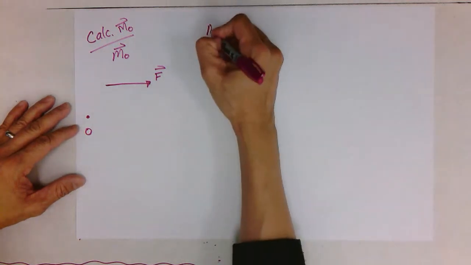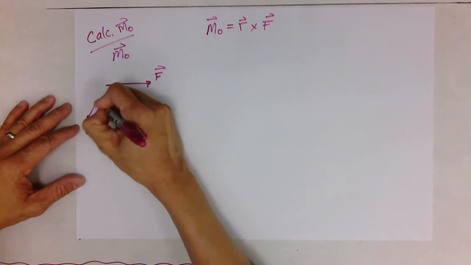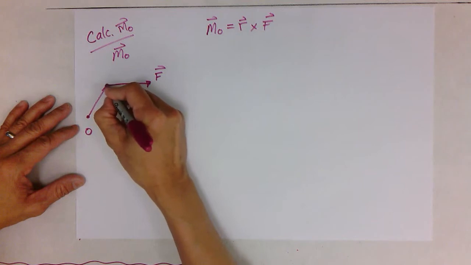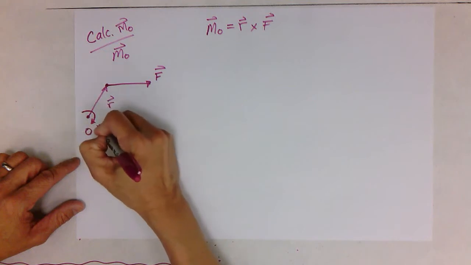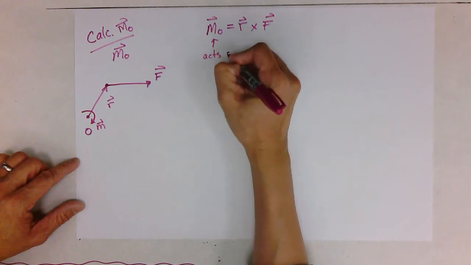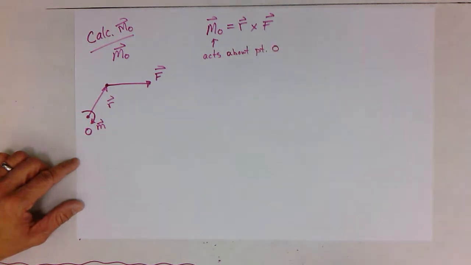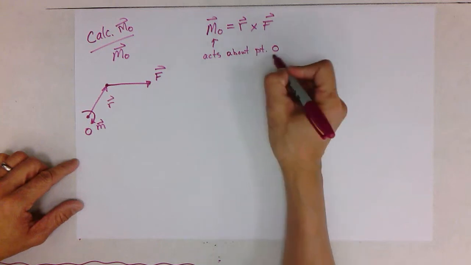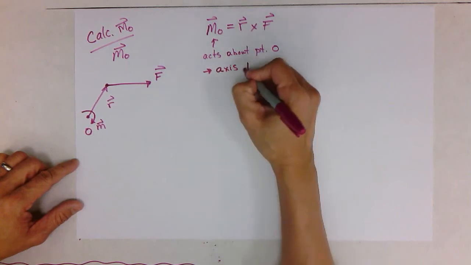that's defined as r cross F, with r being the position vector that goes from O to the tail of F, and we generate a vector which I'm going to denote with this curved arrow. So this acts about, or acts with respect to, point O. Okay, and this axis about point O is perpendicular to r and F.